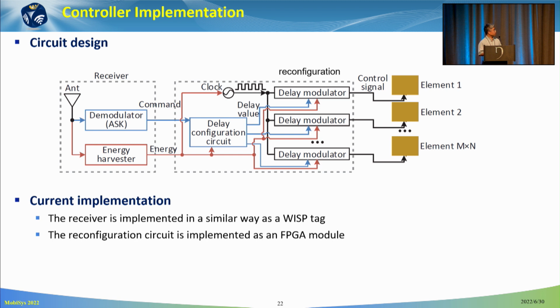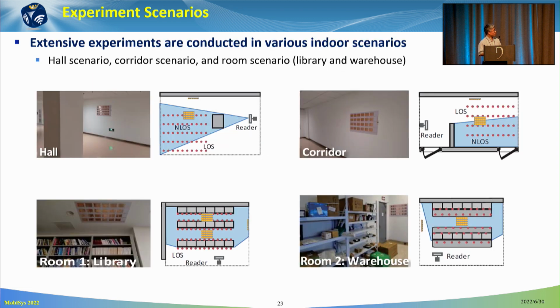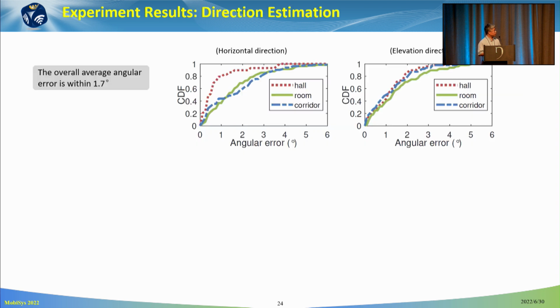We also have a schematic for the controllers, and that includes the receiver and the reconfiguration circuit. The receiver has been implemented like a whisper tag. It's a low power circuit, but the reconfiguration circuit we are still implementing as an FPGA module. And we have tested the system in different kinds of scenarios, like a hall, corridor, room, or library, to represent different kinds of non-line-of-sight environments. And we have obtained the result of the 3D estimation.